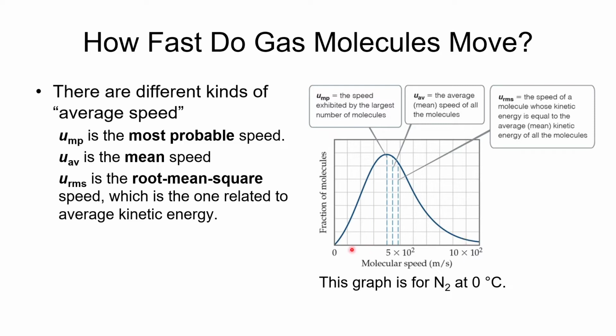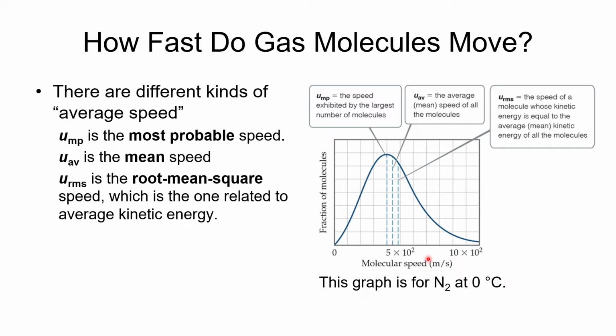But because we can't get less than 0, we have sort of a hard end here. On the other side, it tails off, and we get quite a few molecules that are going much faster. And that's why we get stuff like a root mean square speed and average speed that we need to take into account. Okay, all that said, we're interested in the root mean square speed, the RMS speed. And this is, like I said, for nitrogen at 0 degrees Celsius.